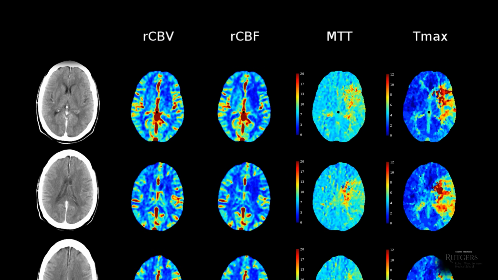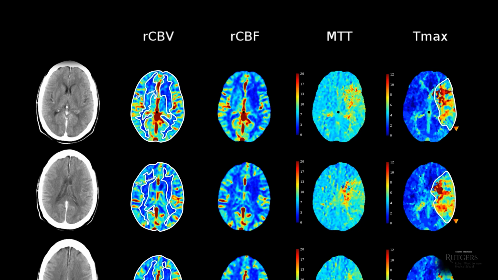Let's take a look at our patient with left MCA occlusion. Which parameter is most obviously abnormal? Yes, Tmax is clearly delayed. Colors are more yellow-red. Tmax is great at identifying penumbra because it reveals high contrast between areas of delay and normal tissue. Tmax does not vary with tissue type like cerebral blood volume does.